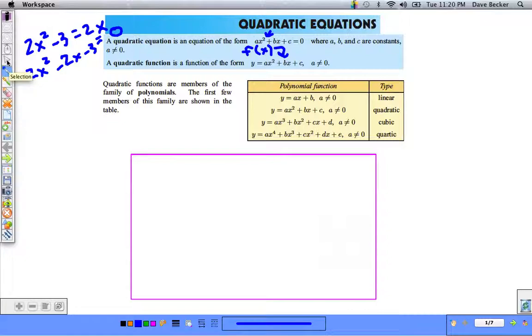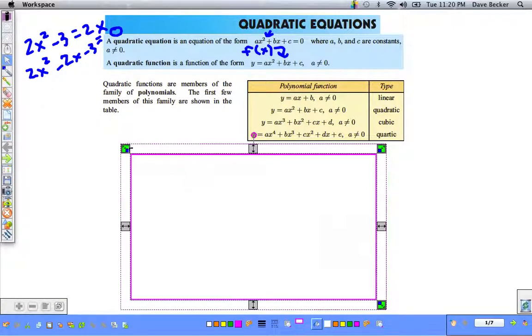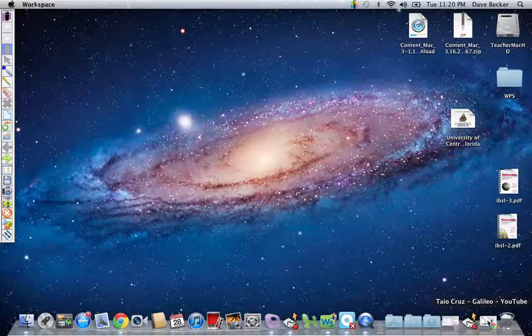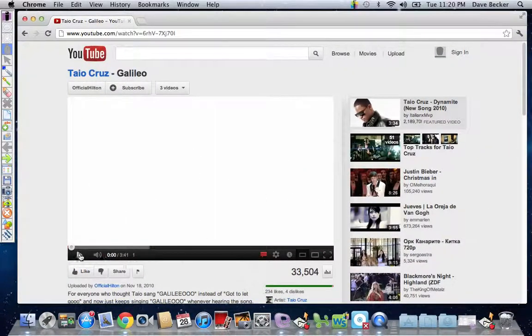One famous scientist who did work with quadratics is our friend Galileo, and what he found out was that the path of any projectile is parabolic. In other words, it travels in the shape of a parabola. And the graph of a quadratic is a parabola, so therefore he could model the flight of projectiles using quadratics. So in tribute to our friend Galileo, we are going to get a groove on just to get this party started.